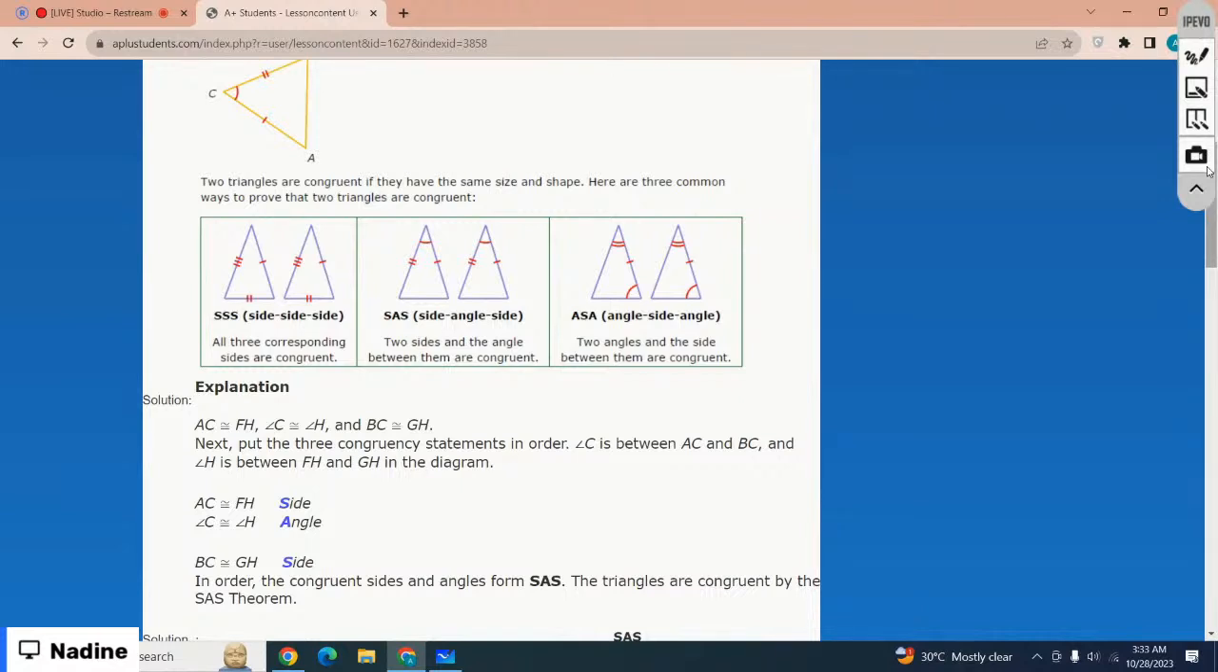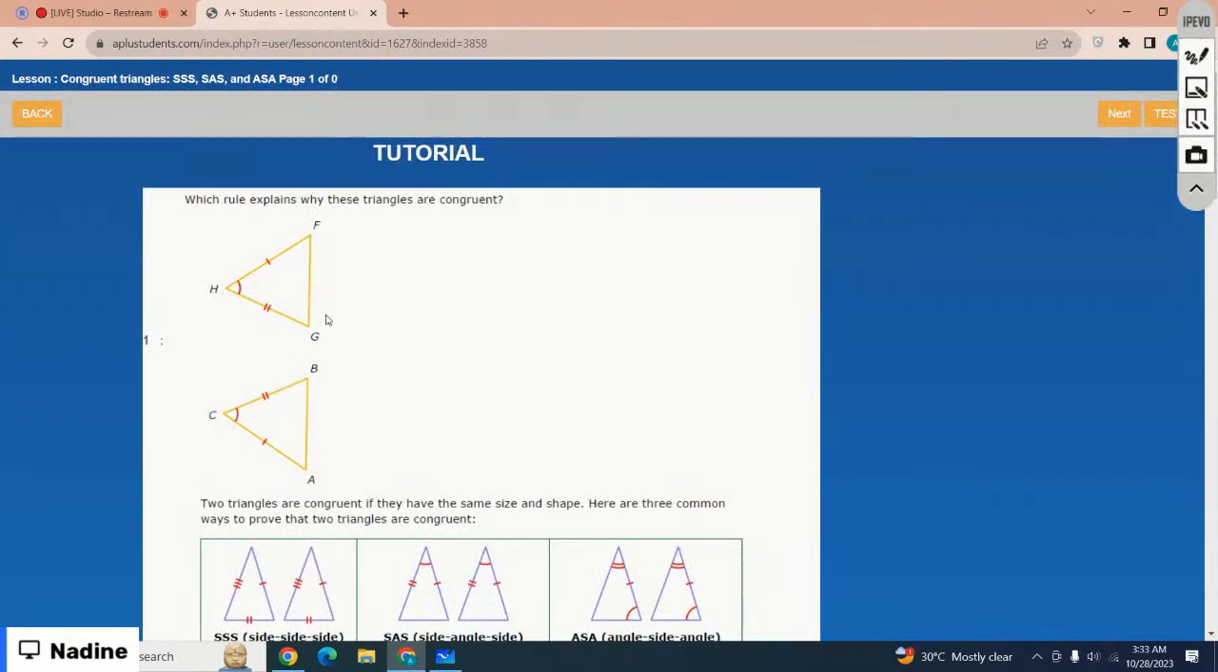Then you have the angle side angle case, right? Two angles and the side between them are congruent, right? Okay, so both the triangles are congruent. That means their side HF is congruent to AC, GH is congruent to BC, so angle H is also congruent to angle C, right? So that would be side angle side.